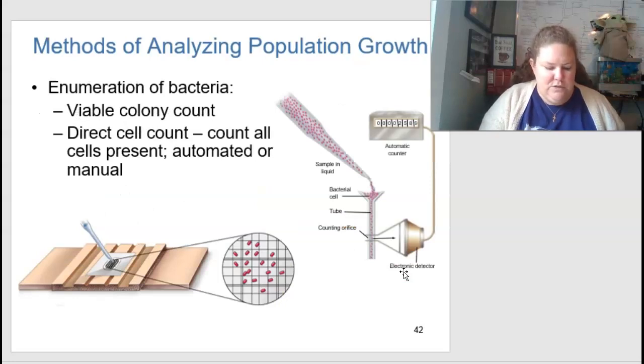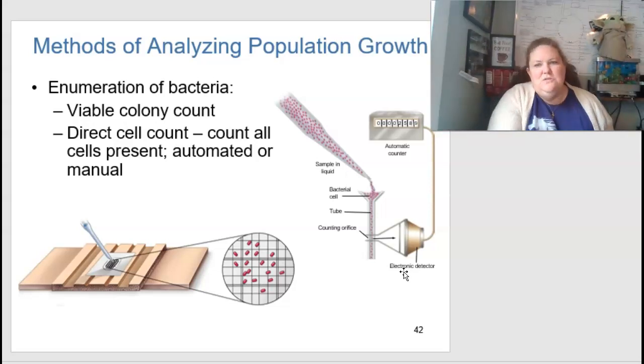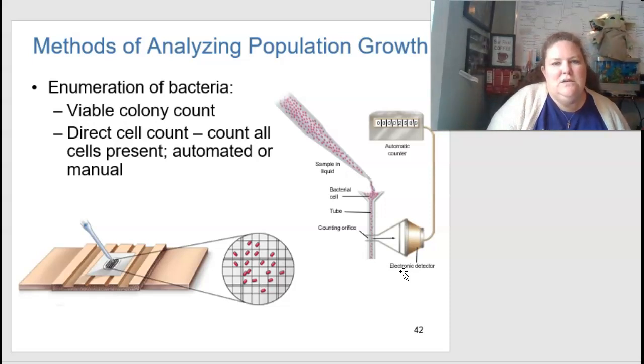You can also, this is figure 7.20, do a direct microscopic count of the bacteria. You literally count viable cells. I've done this before and it can get tedious, but it's kind of fun and it gives you a very good number. You directly count all the cells present, automated or manual. You know how much sample you put in, you count how many cells are there, and then you can determine the concentration in your actual media. Because if you used 1 microliter and found 100 cells, then with 100 microliters you'd have 10,000 cells. 100 times. So you can do that.